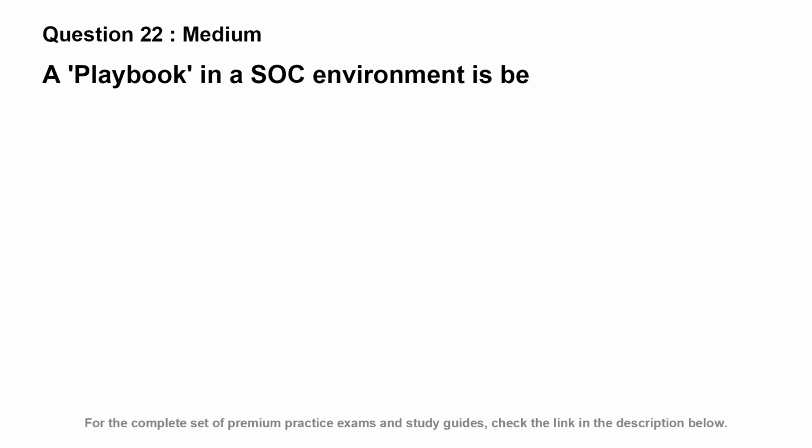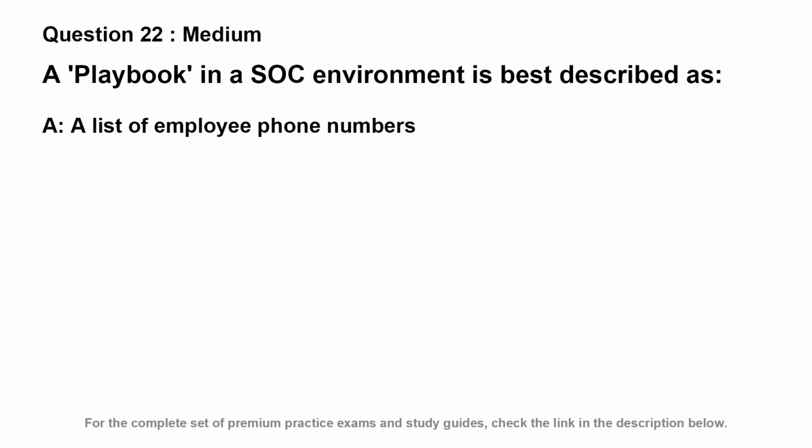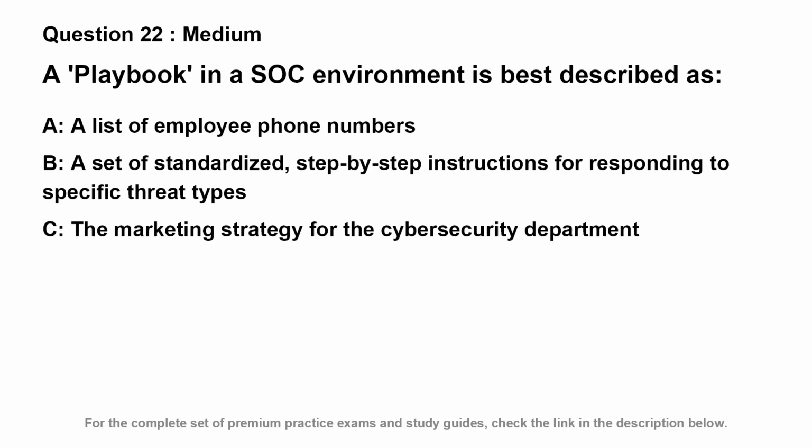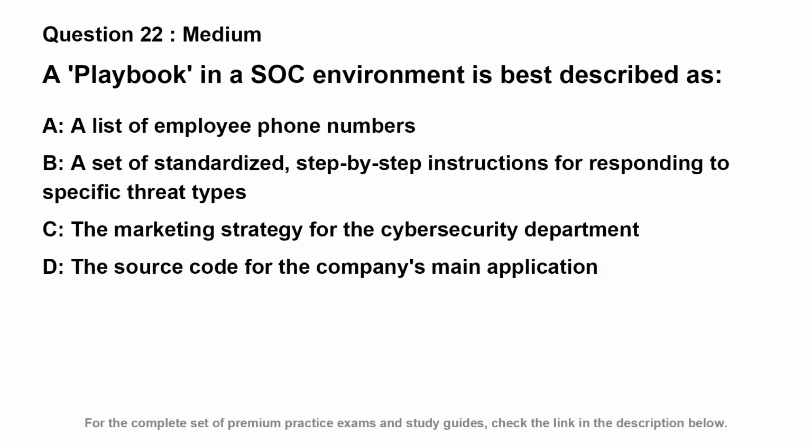A playbook in a SOC environment is best described as: Option A, a list of employee phone numbers. Option B, a set of standardized, step-by-step instructions for responding to specific threat types. Option C, the marketing strategy for the cybersecurity department. Option D, the source code for the company's main application.